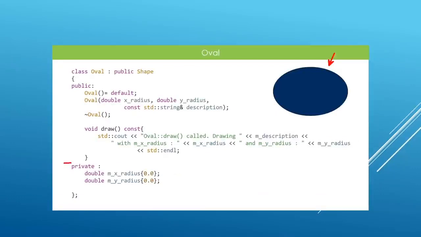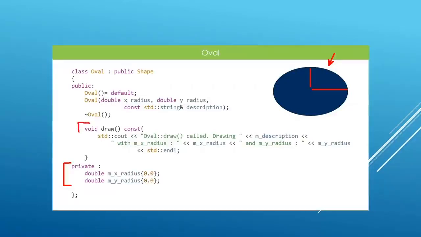It is going to have two member variables. One is going to be mx radius. The other is going to be my radius. This may represent the radiuses for our oval here. For example, the x radius might be something like this. The y radius might be something like this. And this is how we're going to be representing this shape here.